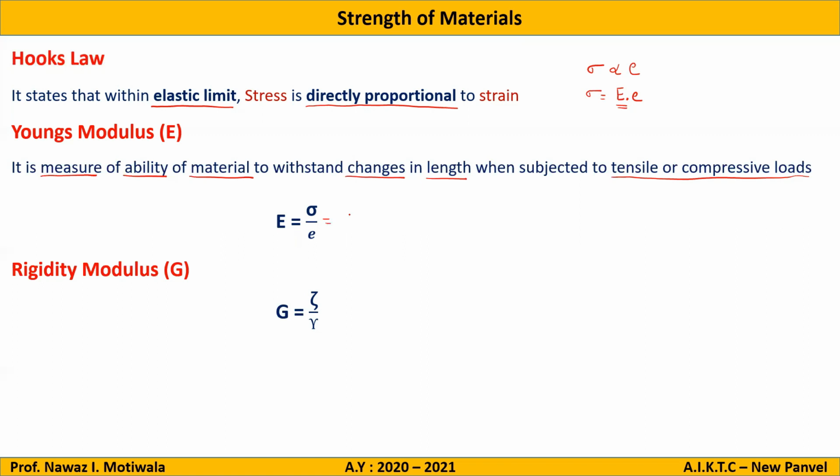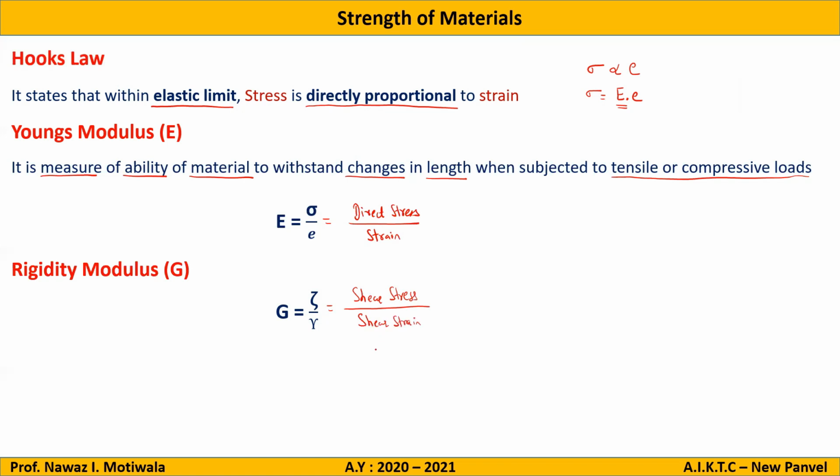Young's modulus is nothing but direct stress or normal stress upon strain, or normal stress upon normal strain. On similar lines, we have the modulus of rigidity, which can be written as tau upon gamma, where tau is the shear stress acting on the material, and gamma is the shear strain.